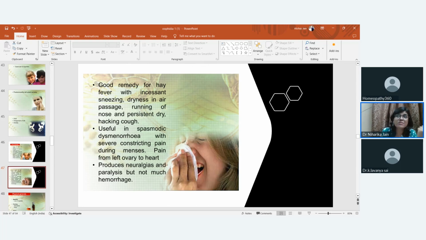Before we are reading Elaps. And there is a severe constricting pain during menses, pain from left ovary to heart. Produce neuralgia and paralysis, but not much hemorrhage. Naja में ज़्यादा hemorrhage नहीं मिलेगा.